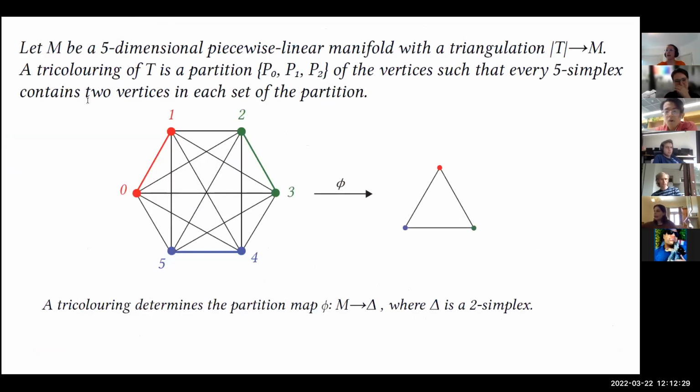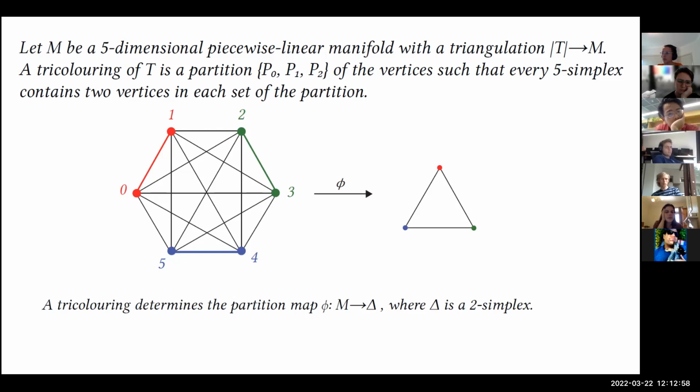Let M be a 5-dimensional piecewise linear manifold with a triangulation T. A tricoloring of T is a partition, P0, P1, and P2, of the vertices such that every 5-simplex contains 2 vertices in each set of the partition. So here we've got that a tricoloring determines the partition map phi, where Delta is a 2-simplex.